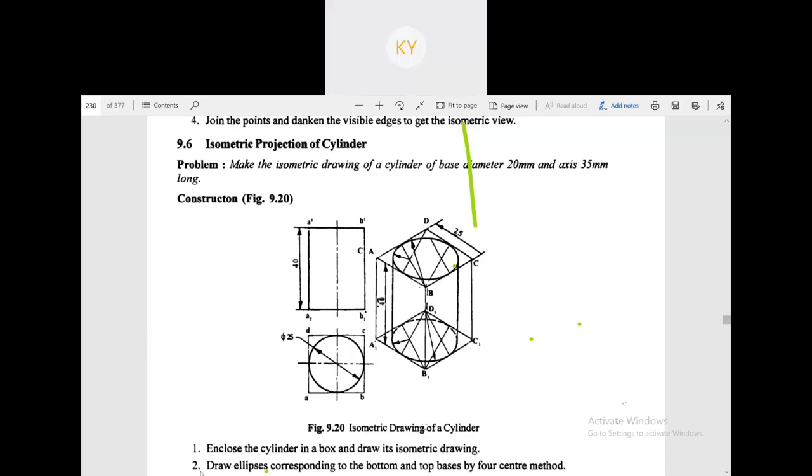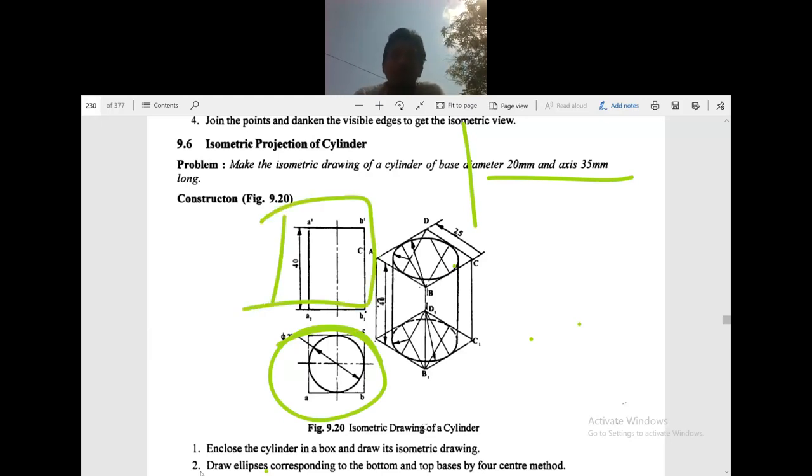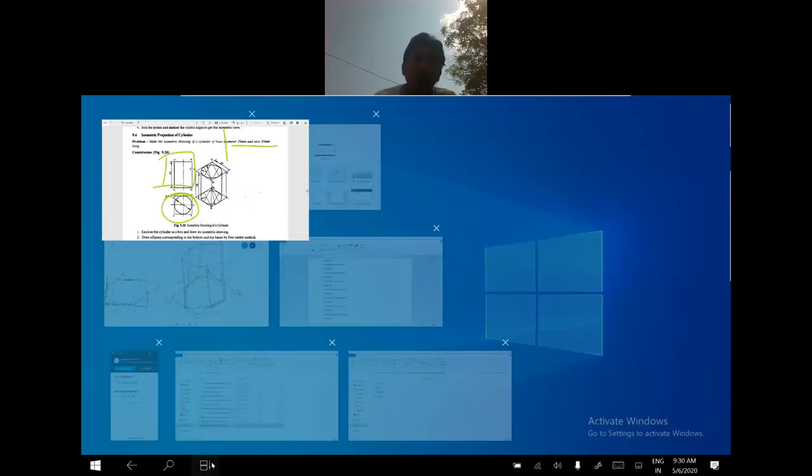Isometric projection of a cylinder. The next problem is to make the isometric drawing of a cylinder with a base diameter of 20 mm and axis of 35 mm. In the two-dimensional diagram, the circle like this is the top view, and this one will be your front view. Now you are going to draw the isometric diagram. Given diameter is 20 mm and axis is 40 mm. I will let you know how to draw this one.